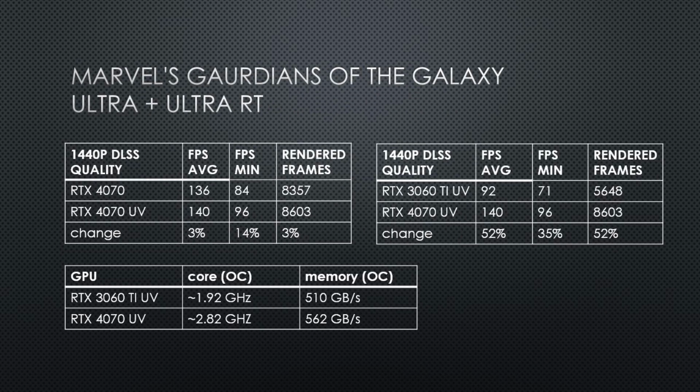In the Guardians of the Galaxy benchmark, at Ultra settings plus Ultra RT, using 1440p DLSS quality, the undervolt improved performance by 3%, while the minimum FPS improved by 14%. Compared to the 3060 Ti undervolt, the performance increased by 52%. Performance gains of 1 to 3% isn't much, but it is doing so while using a good bit less voltage and less power. Undervolting is more about keeping similar performance while using less power.